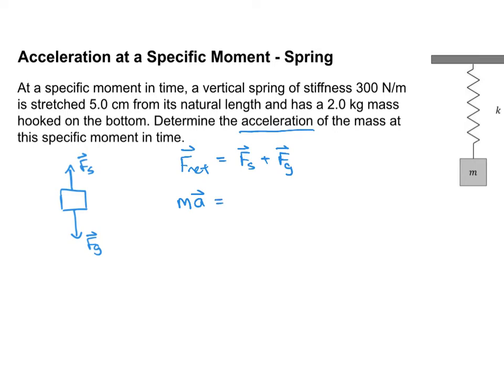And the spring force is going to be k times x. And it's going to be up, because it says the spring is stretched. So since it's stretched, it wants to go back to its natural position, which would be a pulling force. It would be pulling up. Whereas gravity is mg, and that's going to be down. Gravity is always down.